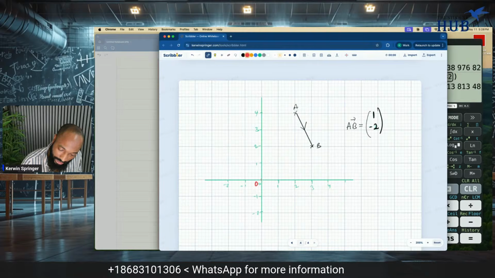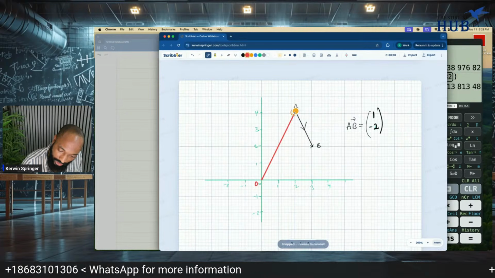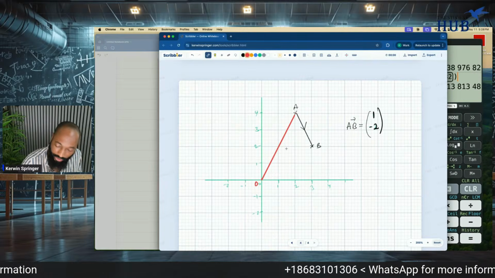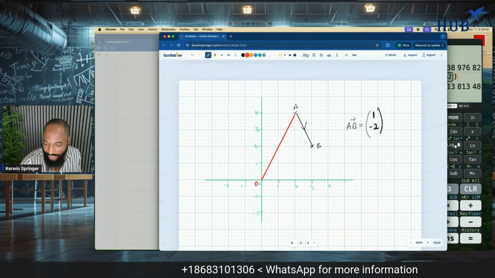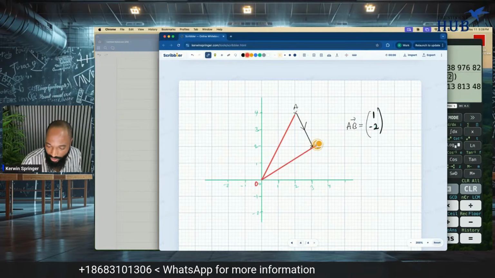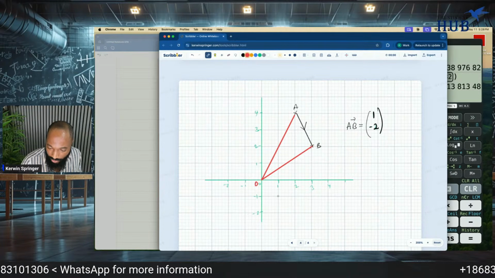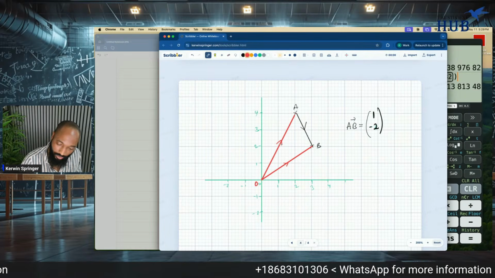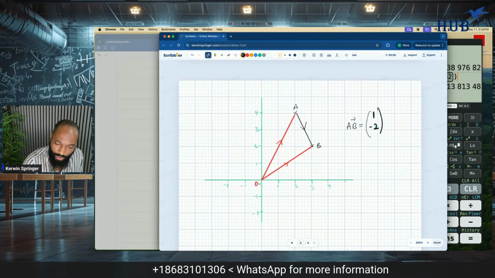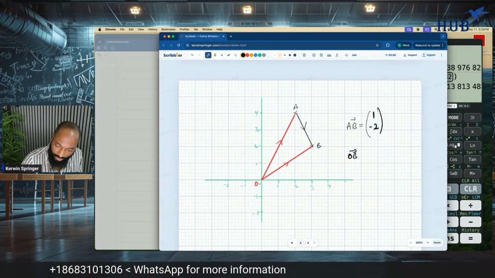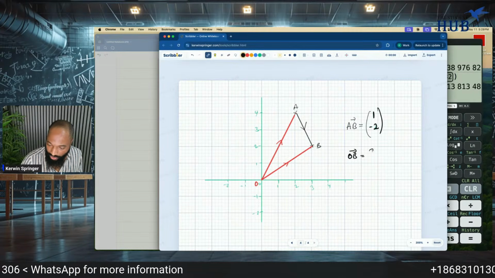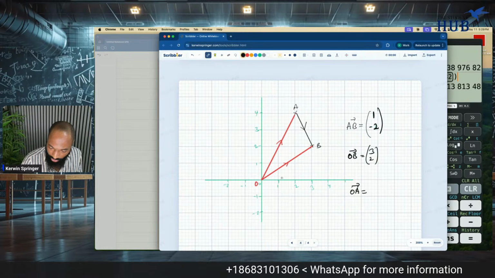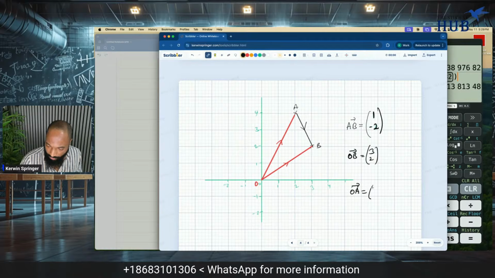So O is the origin here. So I could say OA would be that. These things are not behaving themselves right now. So that's OA. And then I can also do OB. OB is that. But this is OA. So what is OB? OB is go across 3 and go up 2. What is OA? Say it in the chat. OA is what?